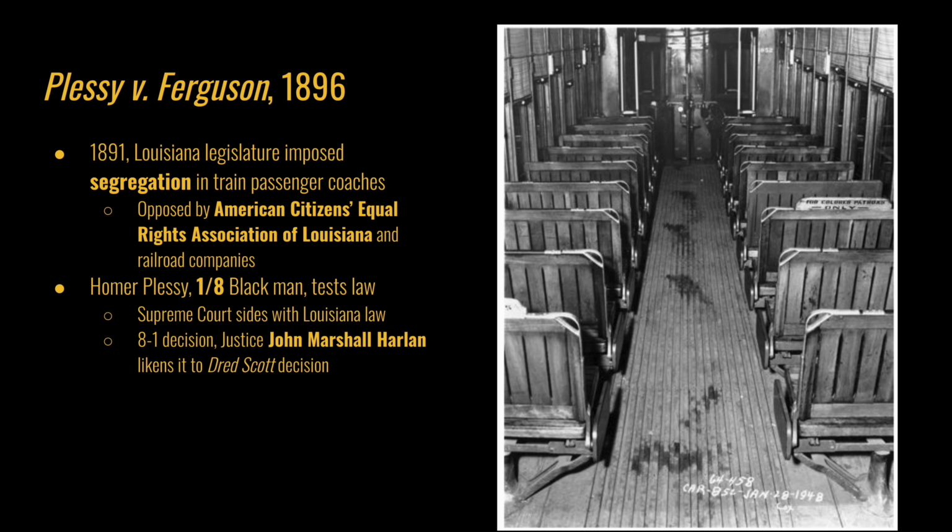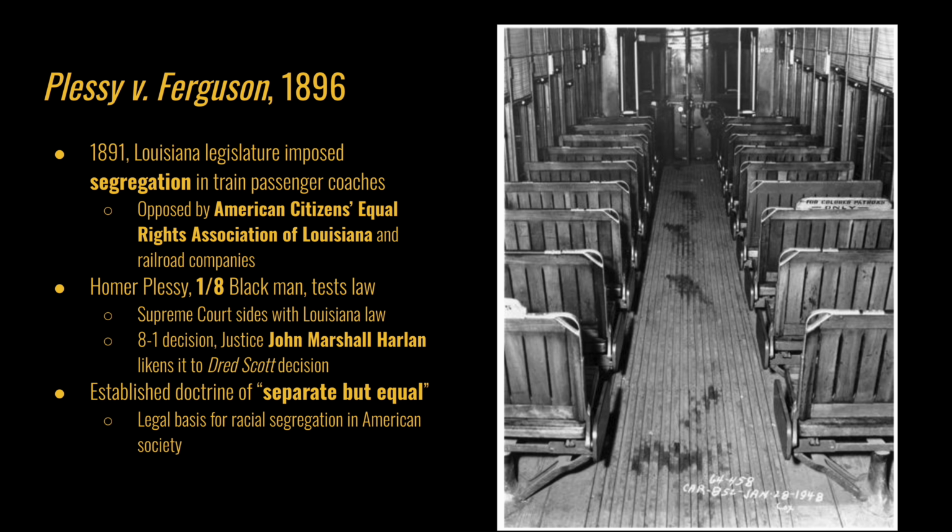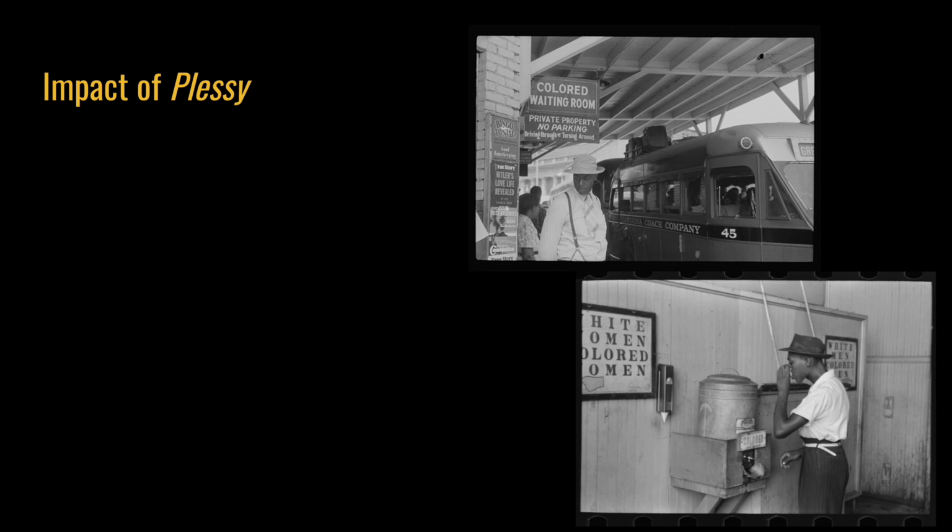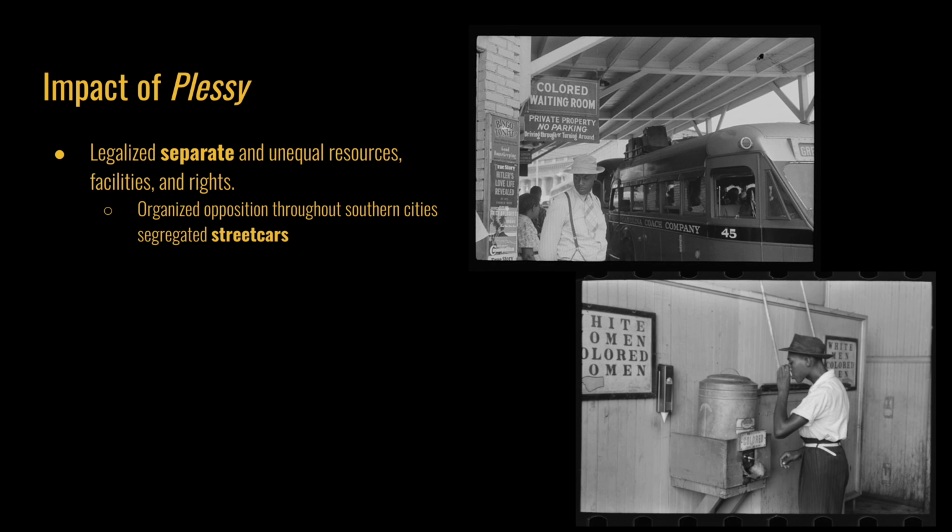The Plessy v. Ferguson case established the doctrine of separate but equal, which is what became the legal basis for this new racial segregation in American society. From this decision, there emerged segregated waiting areas, restaurants, and schools. The doctrine legalized the separation of facilities and rights, but in reality, the segregated facilities were rarely, if ever, equal to those reserved for white citizens. This ruling entrenched racial inequality and segregation in American life for more than half a century.